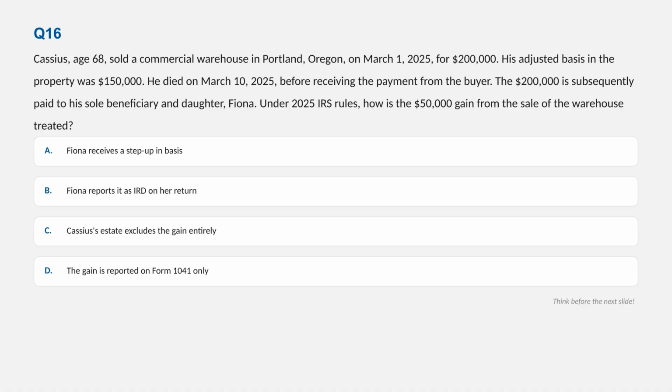A. Fiona receives a step up in basis. B. Fiona reports it as IRD on her return. C. Cassius's estate excludes the gain entirely. D. The gain is reported on Form 1041 only.